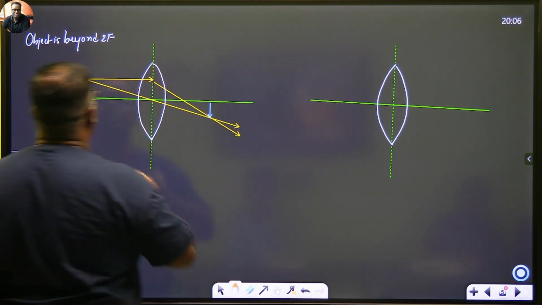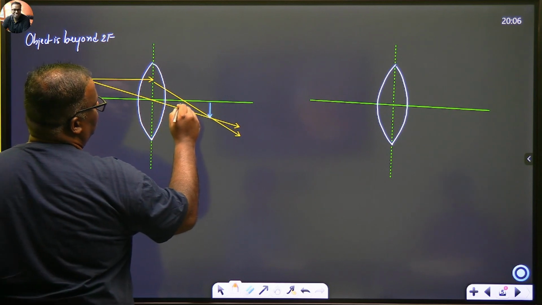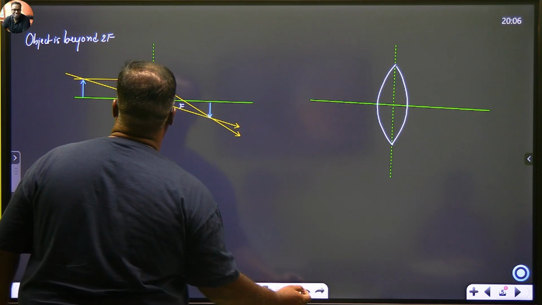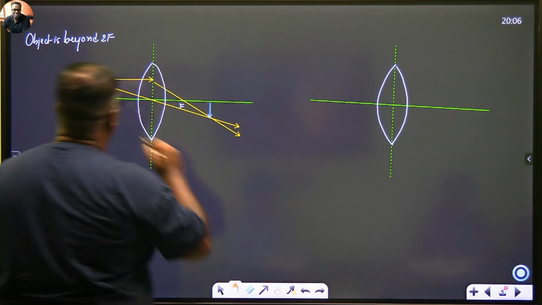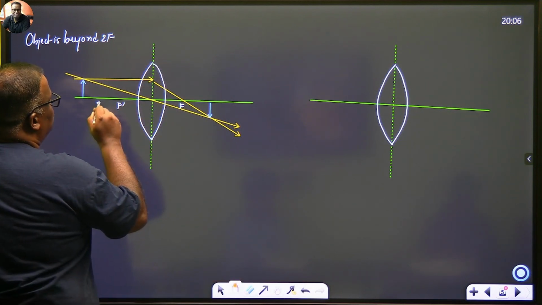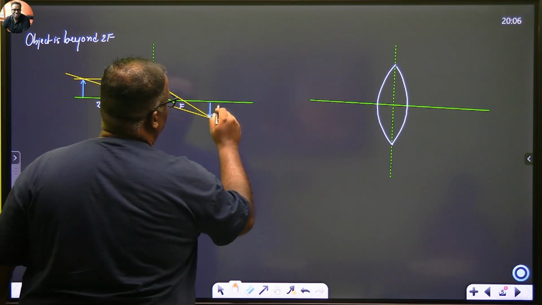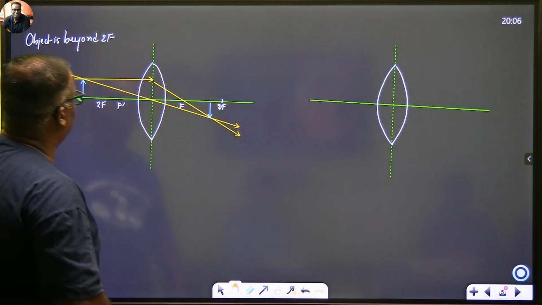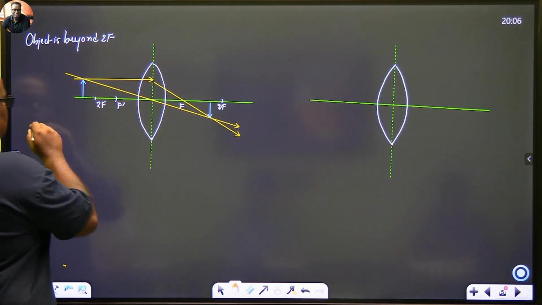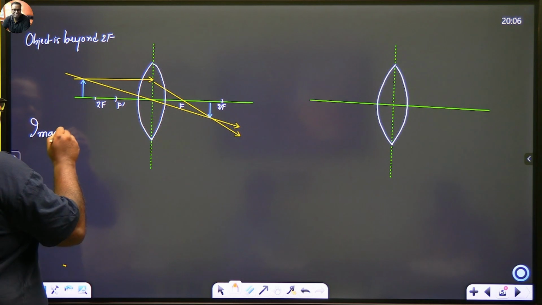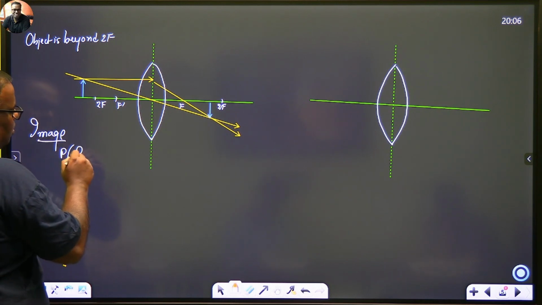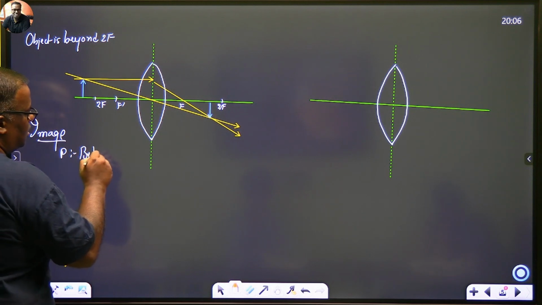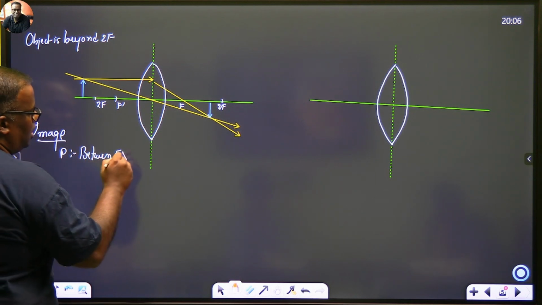So let me mark it now. So this is my F. So this is F dash. This is F dash. This is 2F. And here will be 2F. So when the object is beyond 2F, let's see the image. Position: between F and 2F.